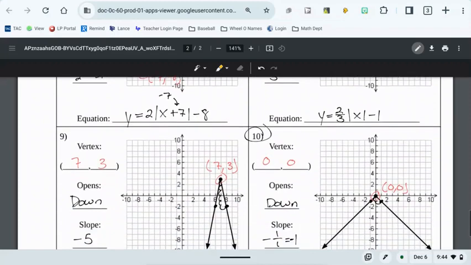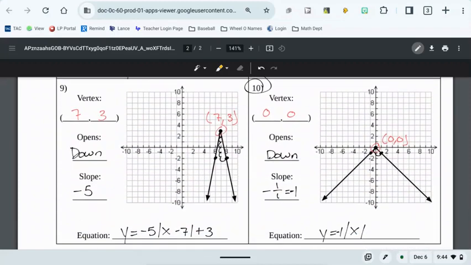Last one, number 9. Our vertex is (7, 3). It's opening facing down, so our slope is negative. And because our x value is 7, we have to do the opposite and make it -7. And then 3 just stays the same, right? It's a +3, so we just write +3.